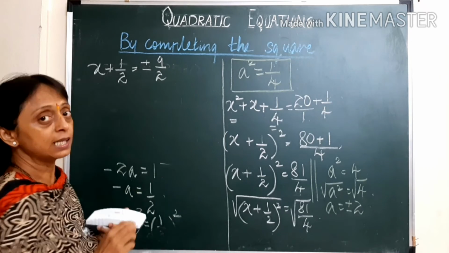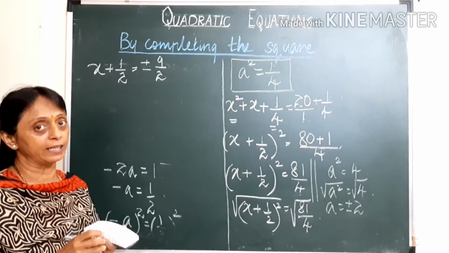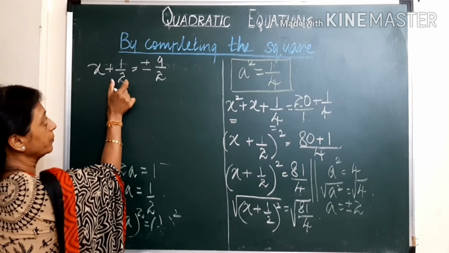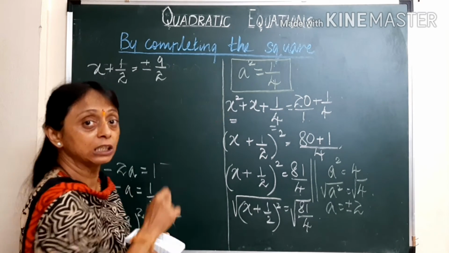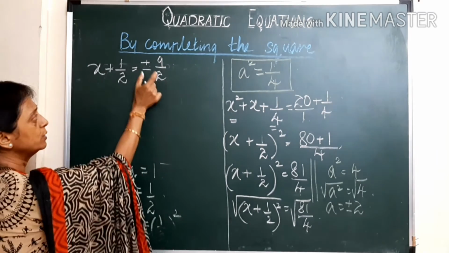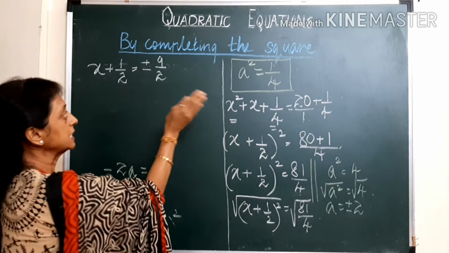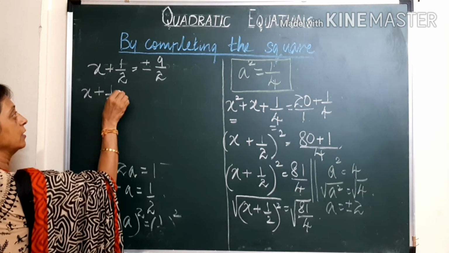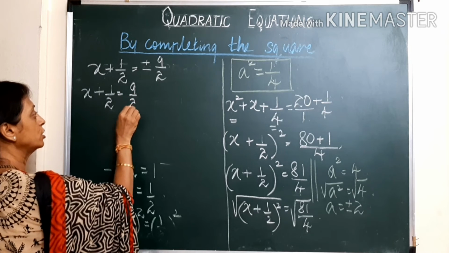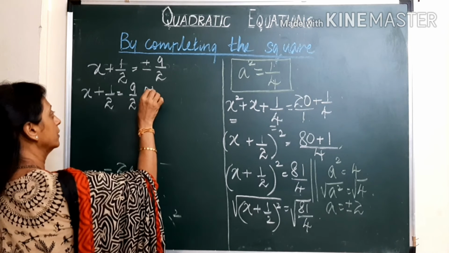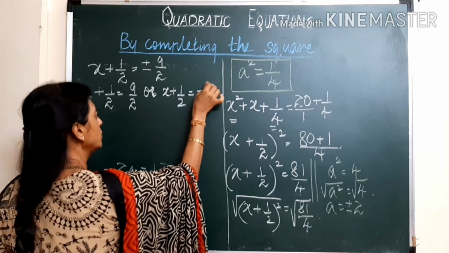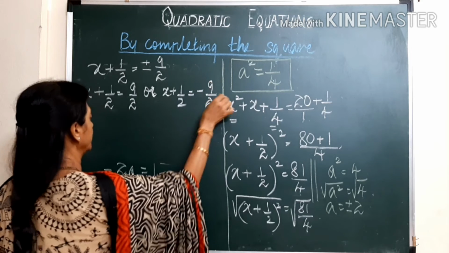Are we done with the answer? No. Finally, you have to end up only finding the value of x. So, plus half should be transferred to the other side. But over here, you see two values, children. So, let's first separate. So, you get x plus half will be plus 9 upon 2 or x plus half will be equal to minus 9 upon 2.